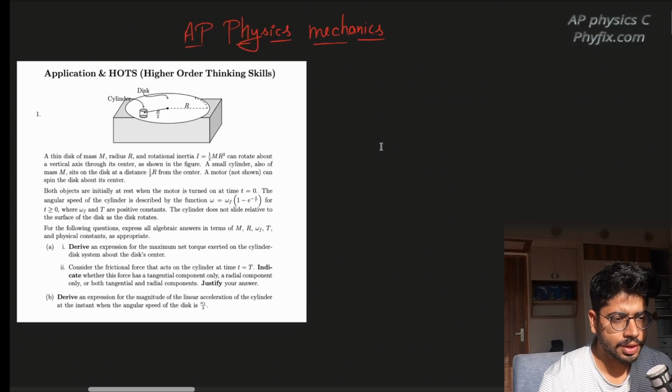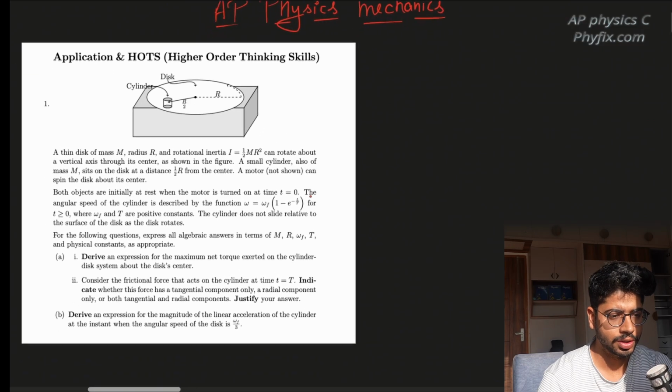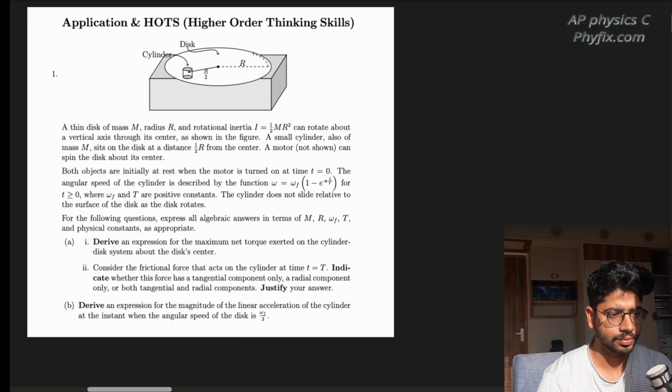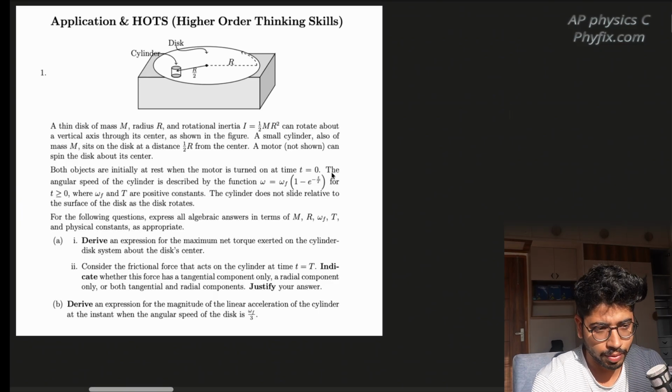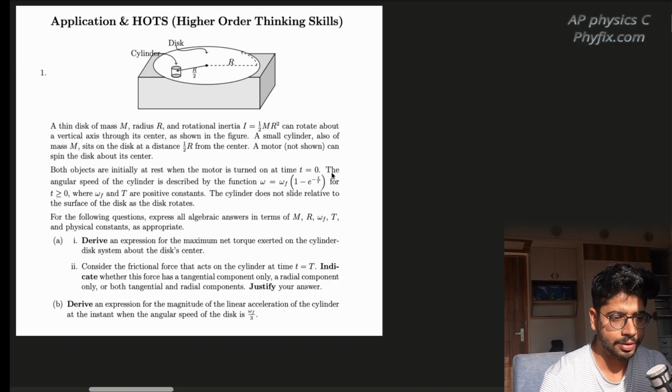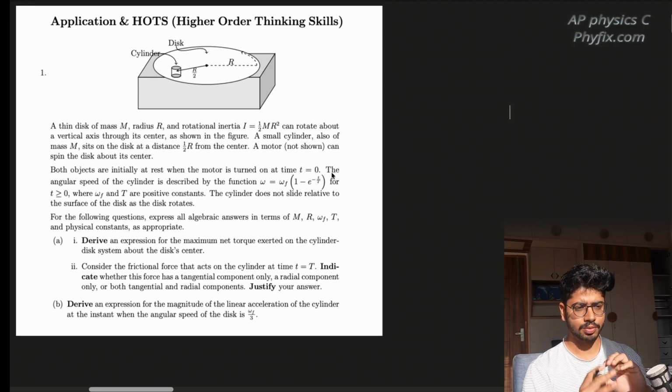Let's try to understand one of the questions for the AP Physics Mechanics C part. I'll read it out, and let's check how well you can understand. First, read it out. I will give the brief idea of that one.